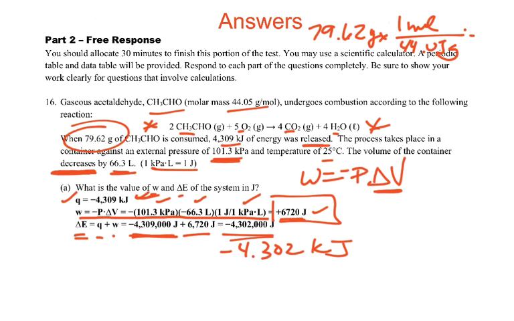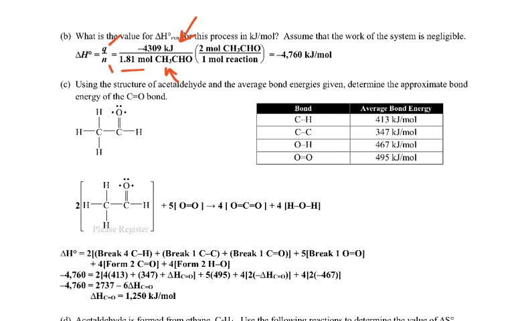And so since the reaction is 2 moles of this acetaldehyde for every 1 mole of reaction, then we put in, so for every 1 mole of reaction, there are 2 moles of acetaldehyde. So what do we have? So we have 1.81 moles, 2 moles of acetaldehyde for every 1 mole of reaction. So when we get all done, we have 4,760 kilojoules per mole released, so negative 4760, and that's our number.